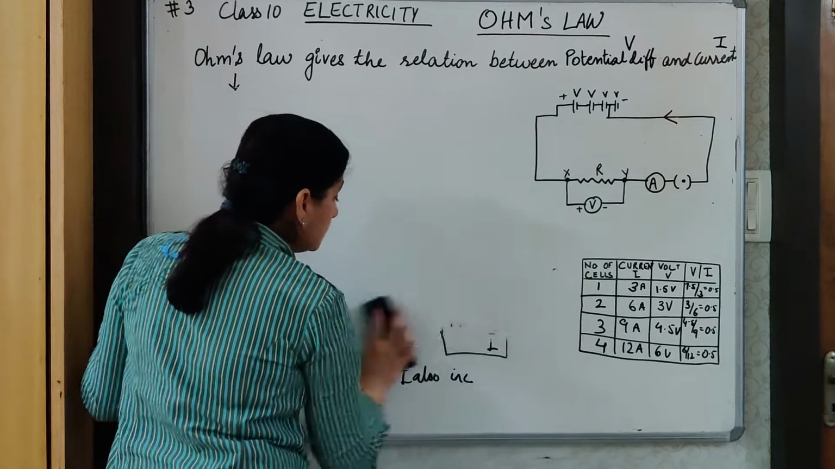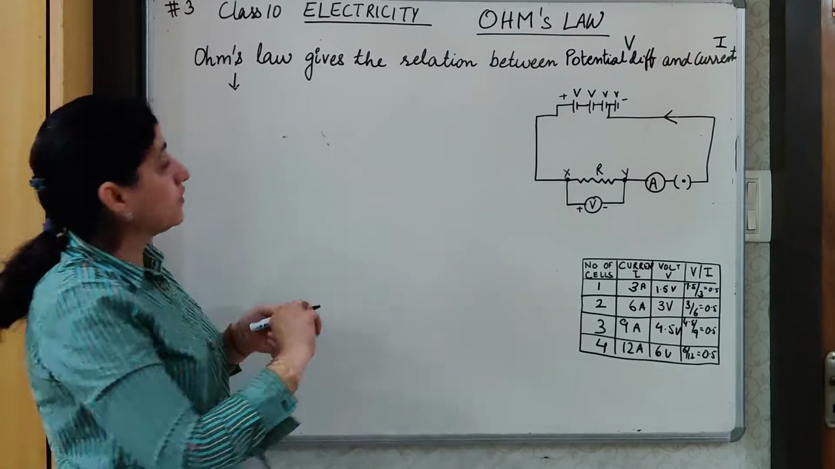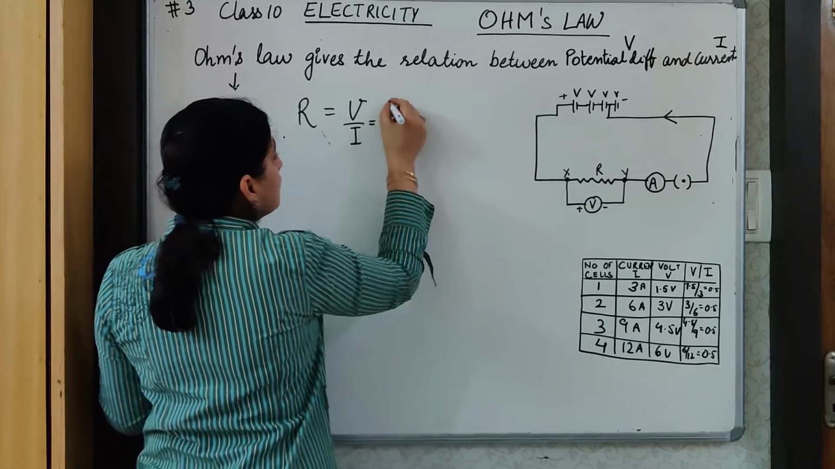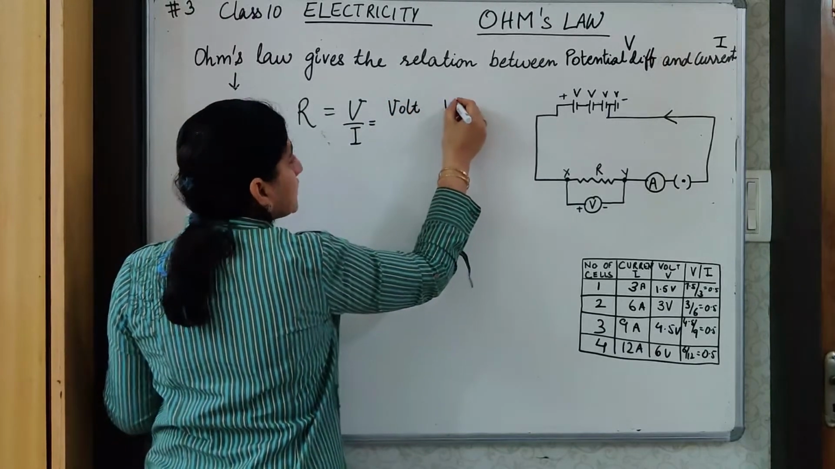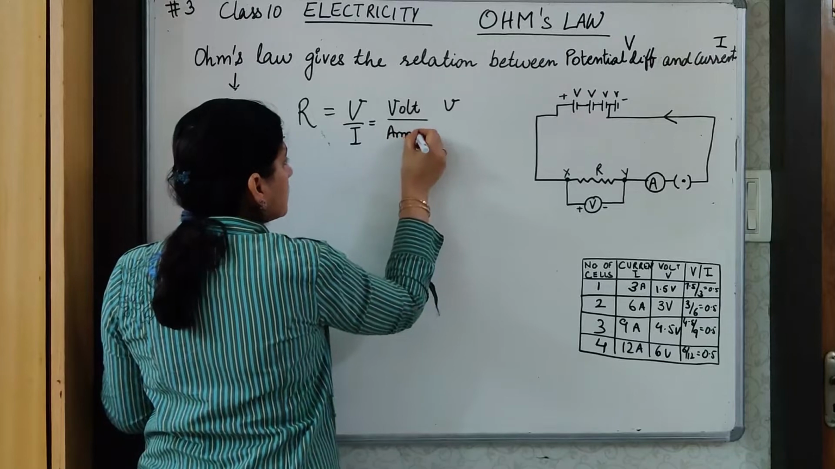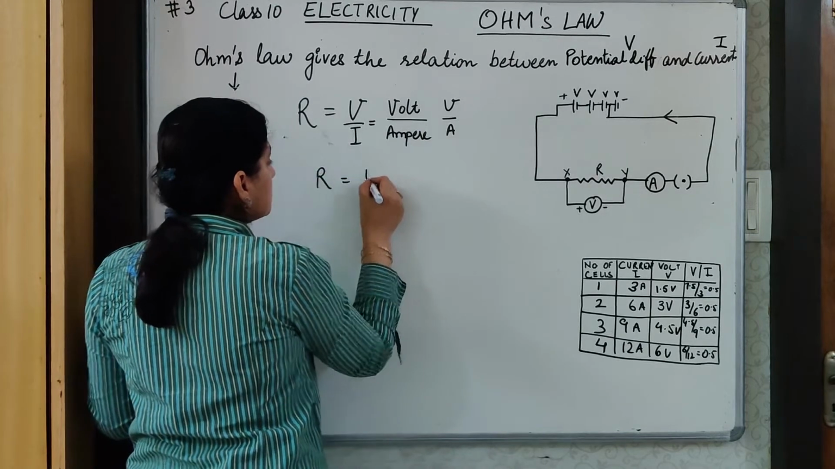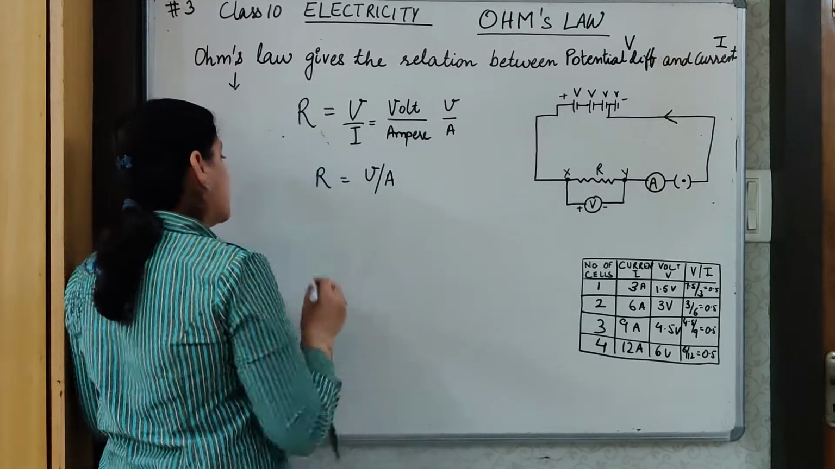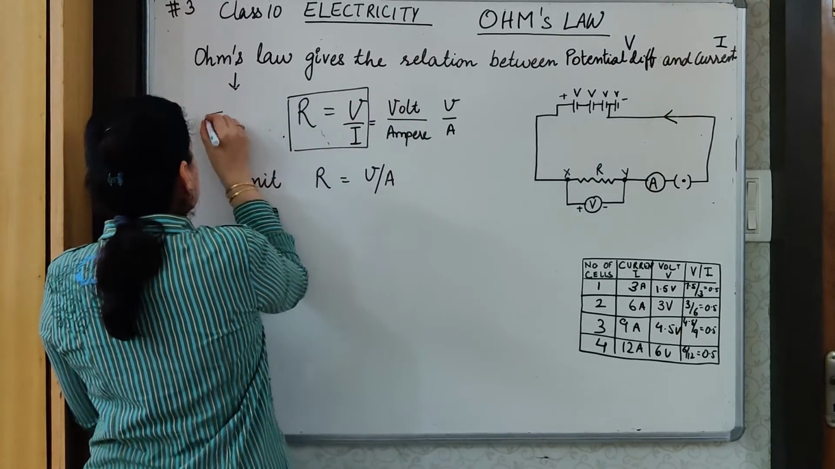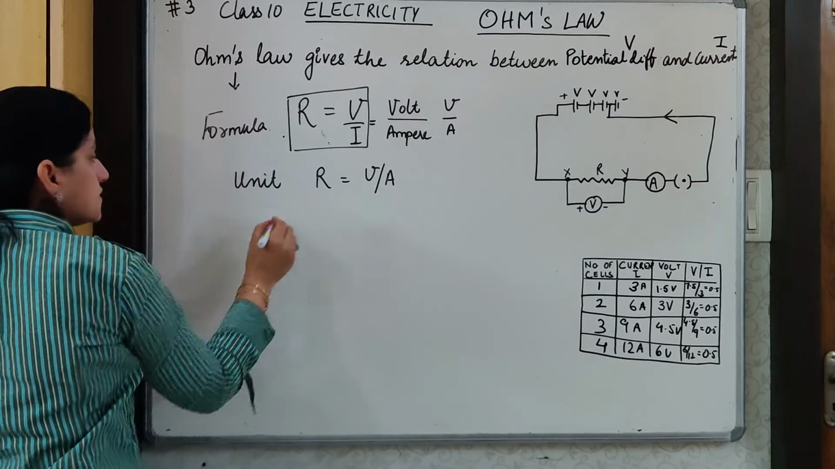Then we place the units of V and I to find the unit of R. We know R is equal to V upon I. The unit of V is volt, written as V only, and the unit of current is ampere, written as A. So the unit of resistance becomes volt per ampere. This is the formula and this is the unit.